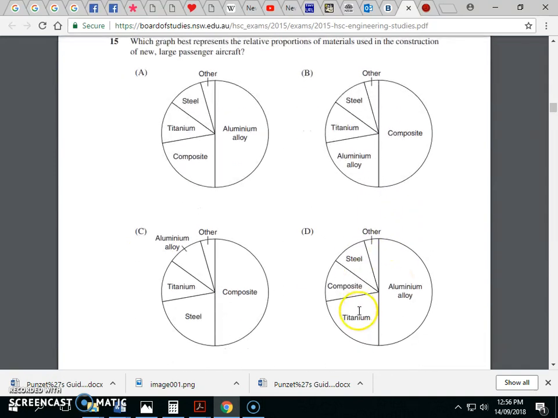Okay. So, I think I gave this to you in the trial. Which best represents the composition of new large passenger aircraft? So here we're thinking things like the A380 and the Dreamliner 787.